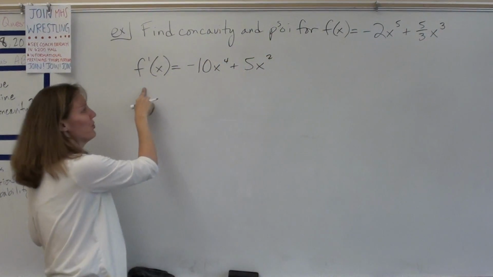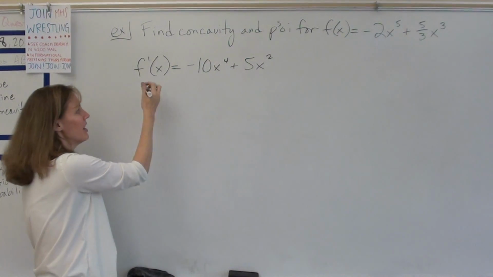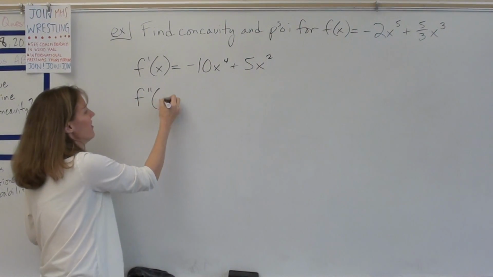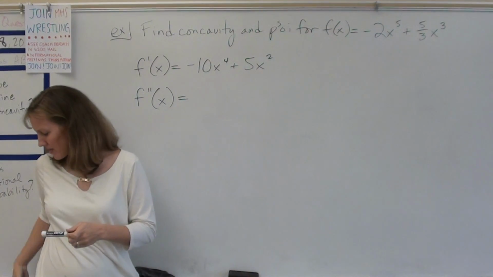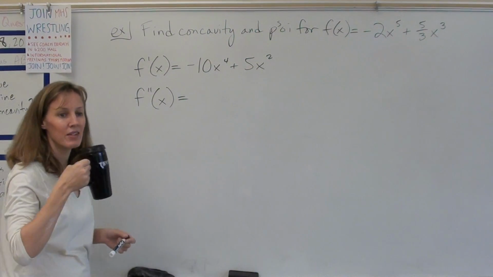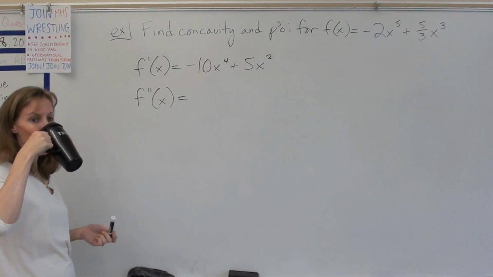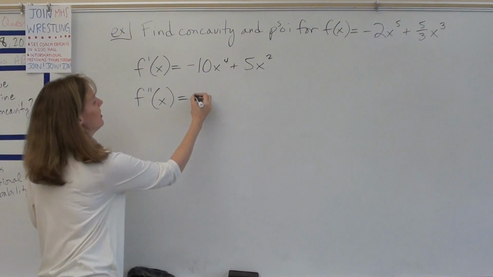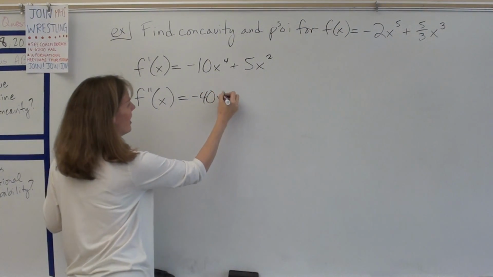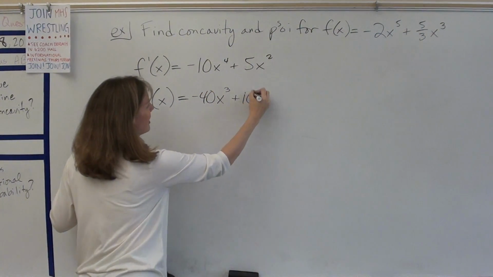Alright, do we do anything with the first derivative for concavity? No, so everybody go ahead and find that second derivative. That's d2y: negative 40x cubed plus 10x.